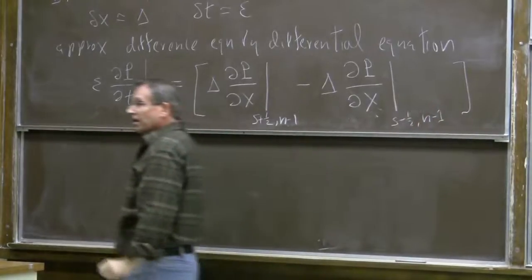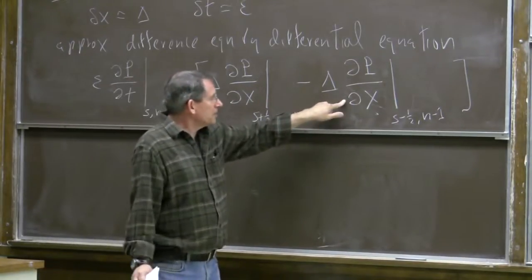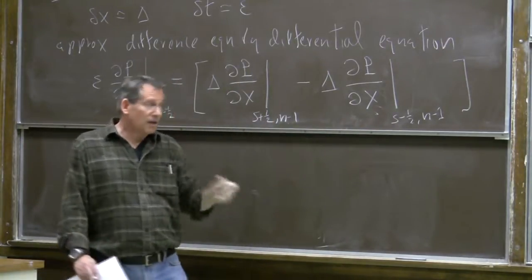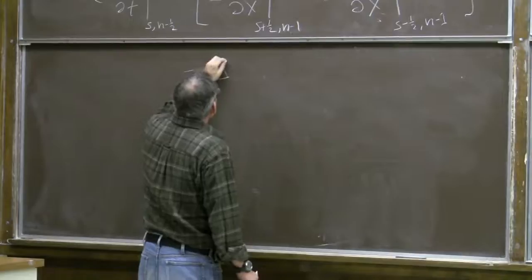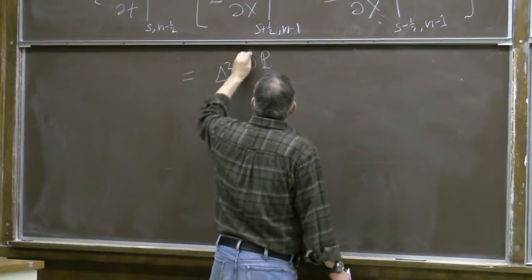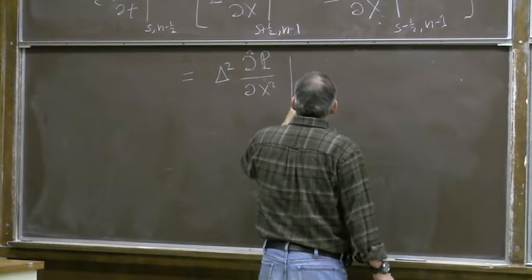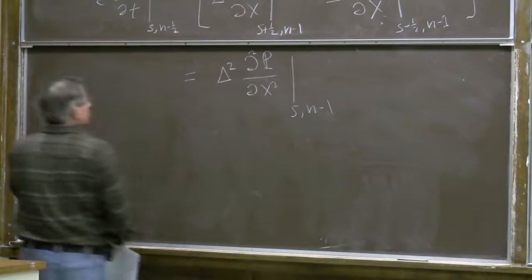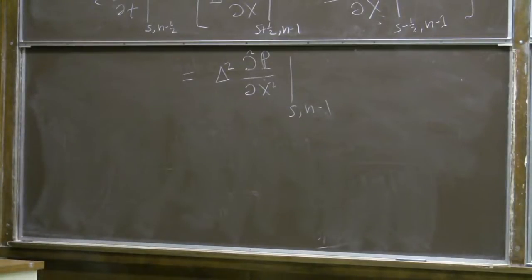I'm subtracting the probability at site s minus the probability at site s minus 1. So this is the first derivative of the probability distribution. I'm taking the difference between two positions which are one lattice spacing apart. So we can think of this as another factor of delta times the second derivative of the probability distribution with respect to position, now evaluated at the midpoint of this interval, which is s, and time n minus 1. So up to higher order corrections, which have to do with the fact that here I have time n minus 1/2 and here I have time n minus 1, which I'll be able to ignore when I take the limit of epsilon going to 0.